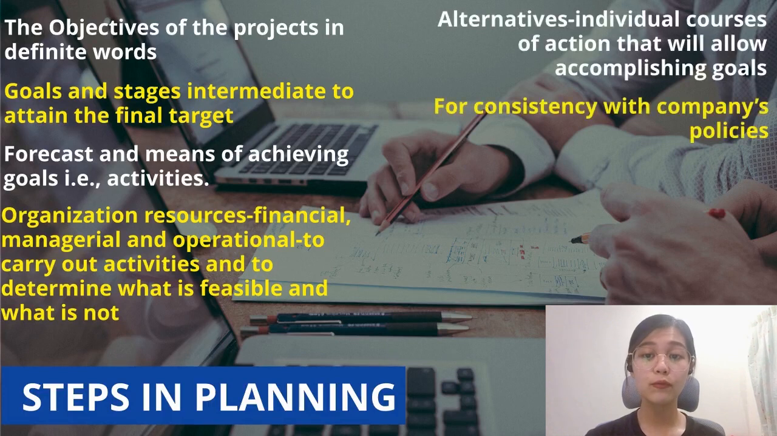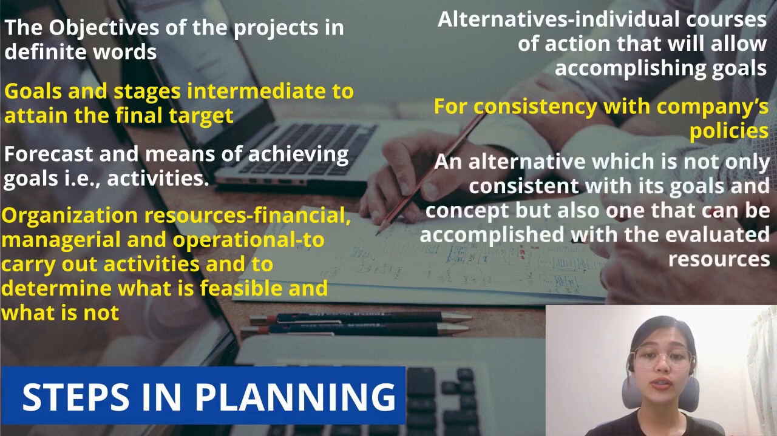Sixth, for consistency with the company's policy. And seventh, an alternative which is not only consistent with the goals and concept but also one that can be accomplished with the evaluated resources.